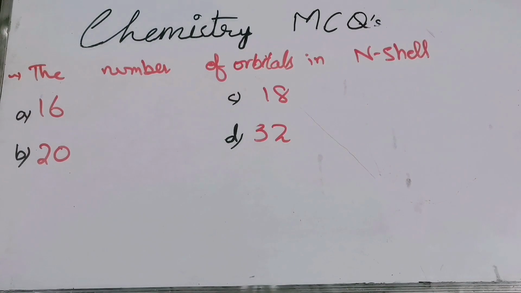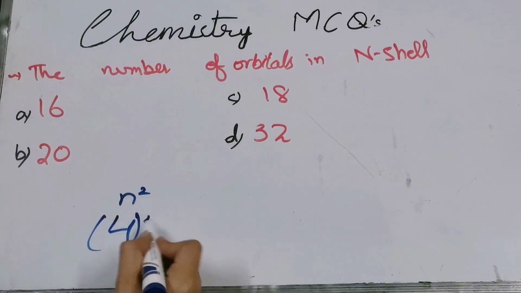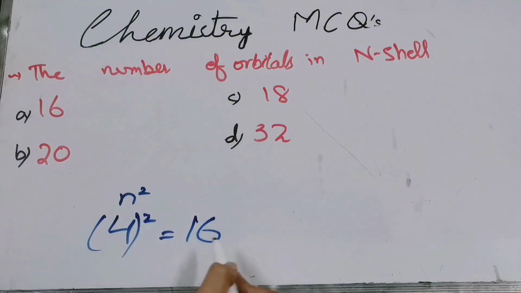Now the last MCQ that I am going to discuss with you is the number of orbitals in the n shell. For the number of orbitals we have the formula n square. I already told you that n is at number 4. So 4 whole square will be equal to 16. So the correct option is option A. There will be 16 orbitals present in the n shell.